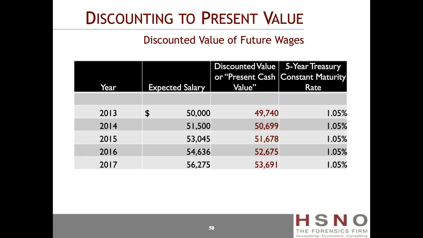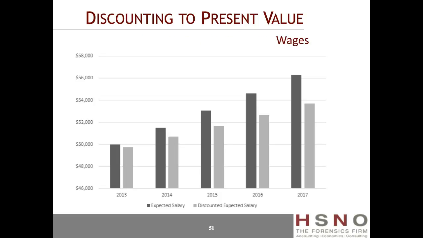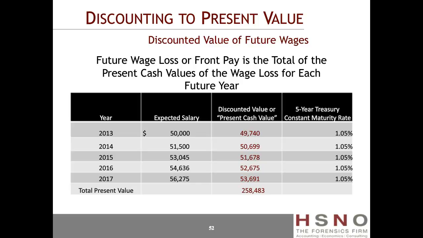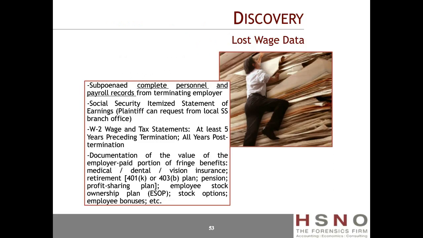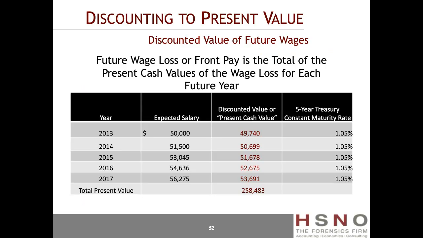Okay? And there's just a graph. This is the grown wages, and this is what they are discounted. So this light gray line is really what you're going to be receiving after you discount to present value. Okay. I'll go back there. So here, this was what the grown wages were worth.